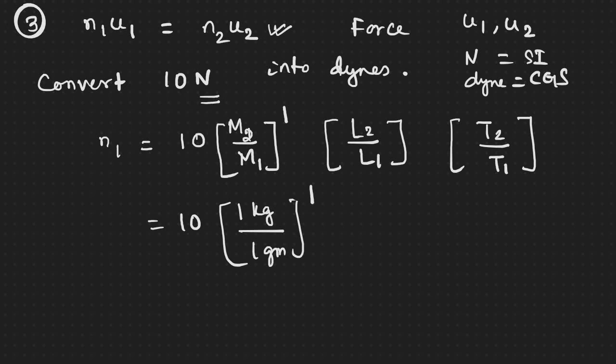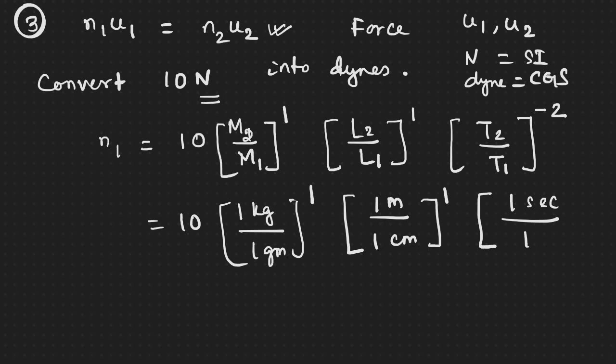We can simply write force. What is the dimension of force? M1, L1, T minus 2. So similarly, we will write it here, 1 meter by 1 centimeter to the power 1. Similarly, here will be 1 second by 1 second to the power minus 2, which will be tending to 0. So we will finish it here.